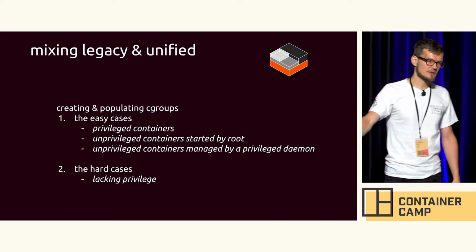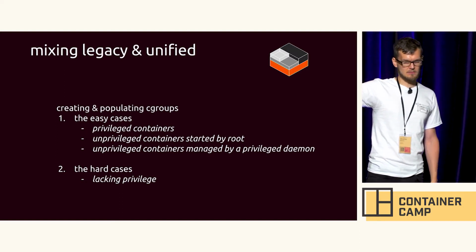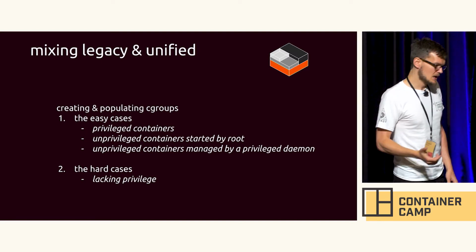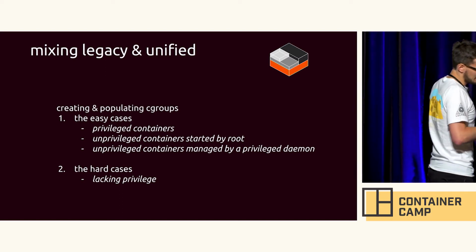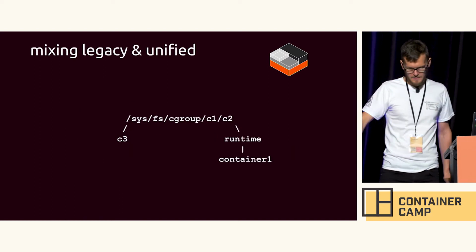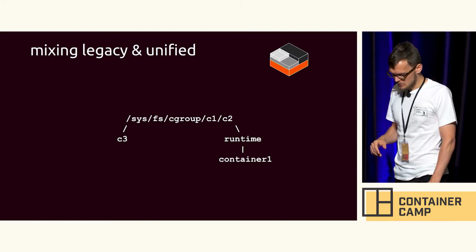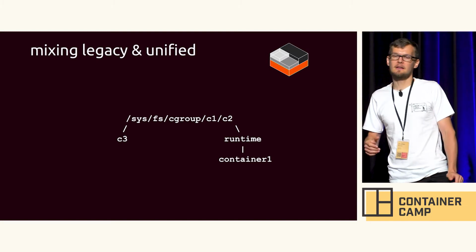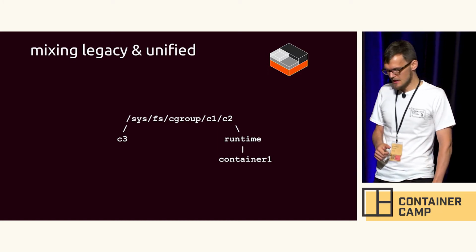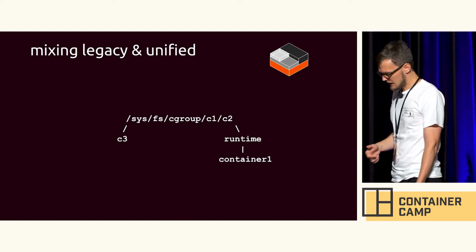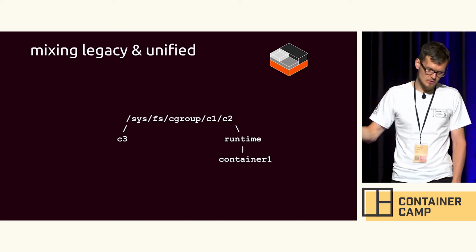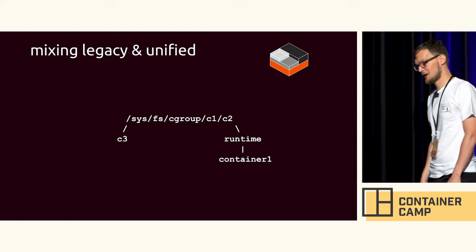The hard cases are obviously all of those where you care about unprivileged containers, or in a more restricted sense, even rootless containers, where you lack privilege. So what about actually creating cgroups for your container in a v2 hierarchy? This is something I've been thinking about with a couple of people, and you can do it in different ways, but it's always going to be difficult. This is a v2 hierarchy in my case, and I'm going to assume a couple of things to make it easier and actually finish on time.